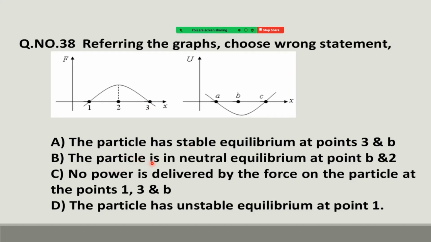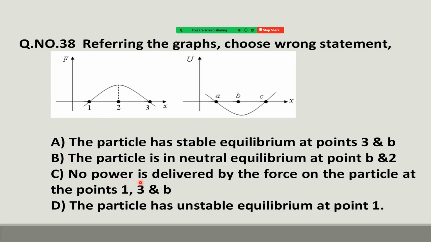option B. The particle is in neutral equilibrium at points B and 2. B, neutral equilibrium. That is wrong. Just now we discussed, it is a stable equilibrium. Coming to 2. This is not equilibrium because force is not zero, right? If net force is 0, that is equilibrium. And we can see corresponding to 2, net force is not 0, right? So option B is wrong.